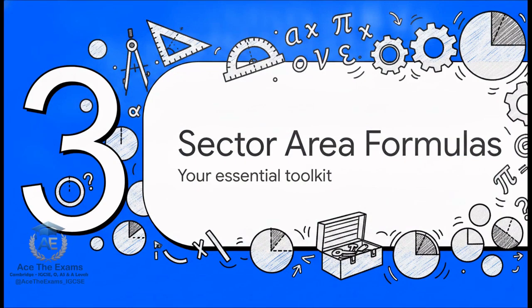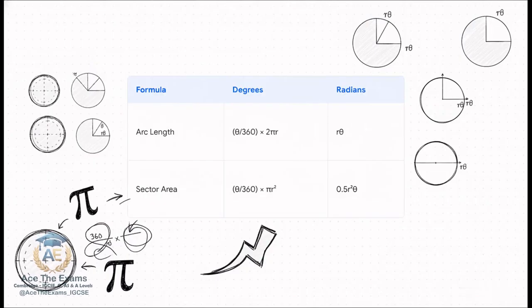All right, Section 3, sector, area, and perimeter. Now, what's really interesting here is how much cleaner that radian side is. Look at the formulas. For degrees, the arc length is theta divided by 360 times 2 pi r. The area is theta over 360 times pi r squared. It's kind of bulky, right?